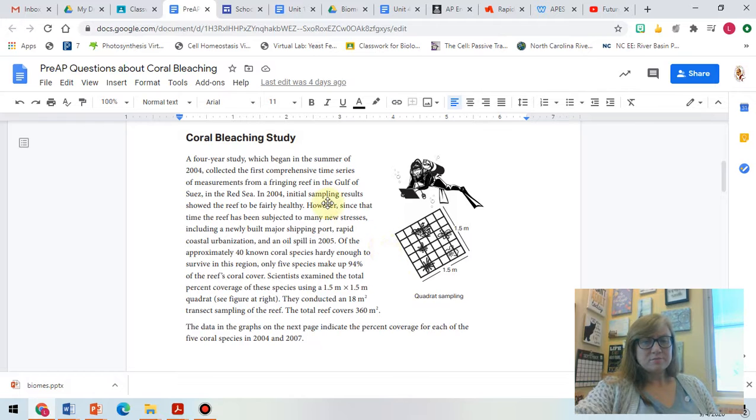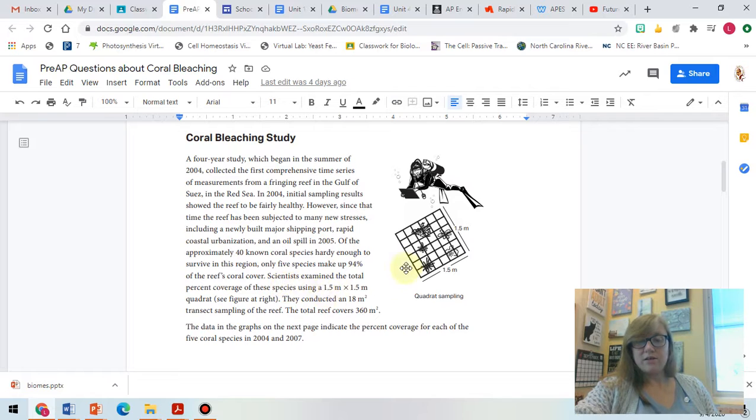So here in this little paragraph, they're giving you a lot of information. We're just going to look at the math information right now. They're telling us each of these square quadrats are 1.5 meters by 1.5 meters. And then they tell us they conducted an 18-meter squared transect. That means they went across for 18 meters squared. So that's the total area of what they sampled.